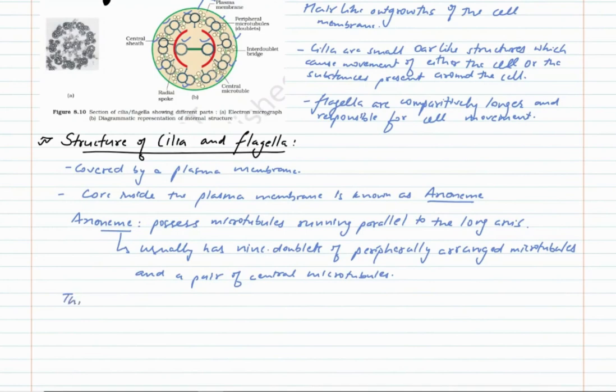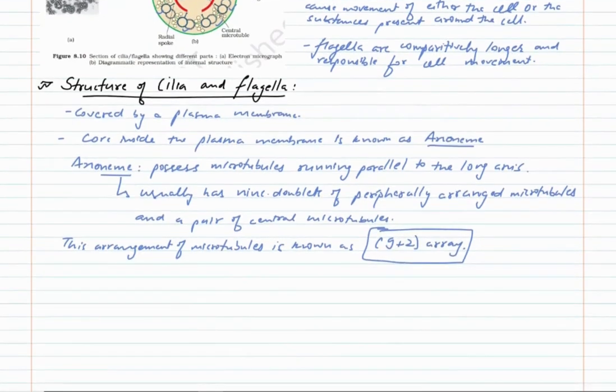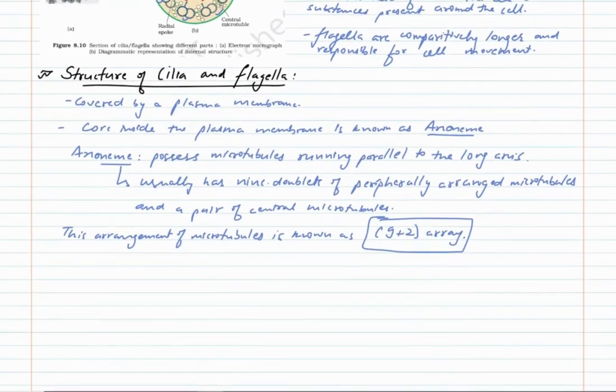Now this arrangement of microtubules is known as 9 plus 2 array, where 9 represents the peripherally arranged microtubules and 2 stands for the centrally located microtubules.